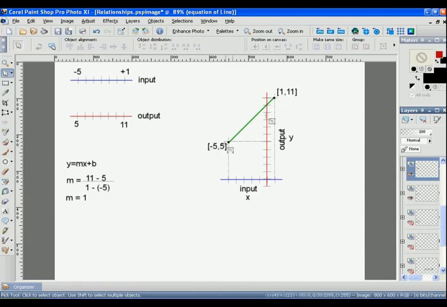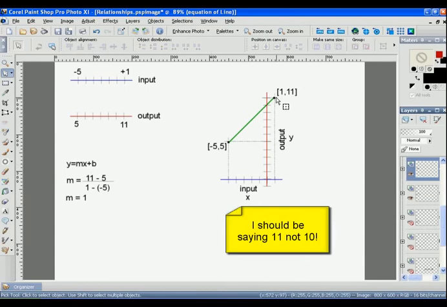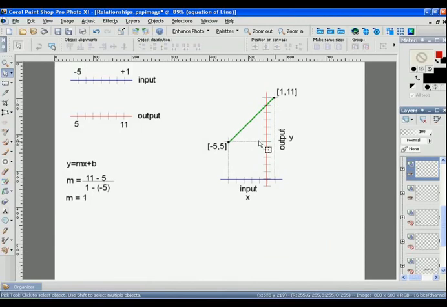The rise of this line here is 10 minus 5. So that's what we have here, 10 minus 5. The run of this line would be 1 minus -5. And that's what we have here, 1 minus -5. So when we solve this, we get 10 minus 5 on top, so that's 5... and then 1 minus -5, which is 6. So we get 6 over 6, which is equal to 1. So the slope of this line is equal to 1.